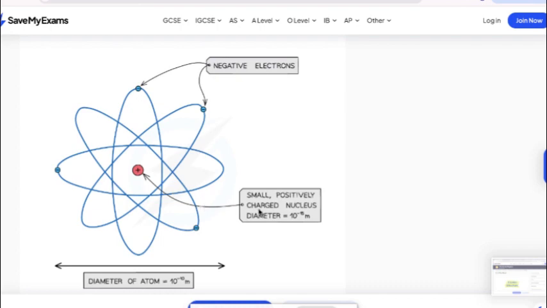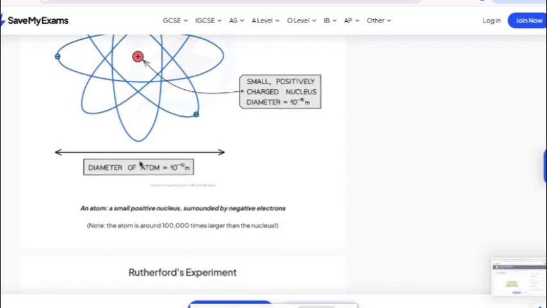Then we say that inside the nucleus you have a small positively charged proton, and the neutrons that are also in the nucleus do not have any charge. But because the protons are positively charged, the entire nucleus of the atom will be positively charged, because the proton is the only charge in the nucleus. Hence, we say the nucleus is positively charged.